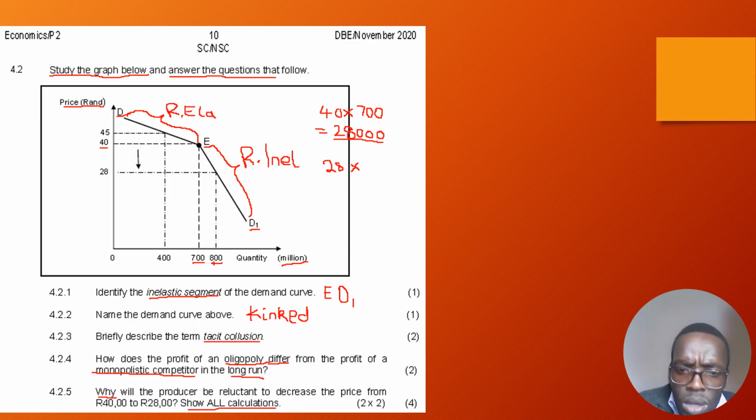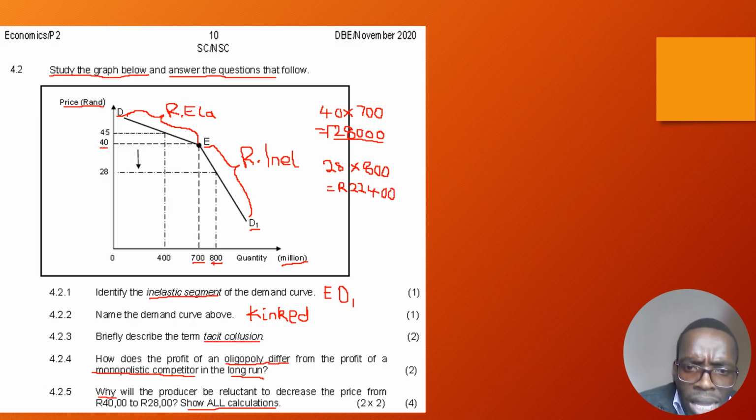It would now mean that here is 28 by 800. If you do that on your calculator, your answer is going to be 22,400. These are rands, remember. So they are going to make 22,400 rands.